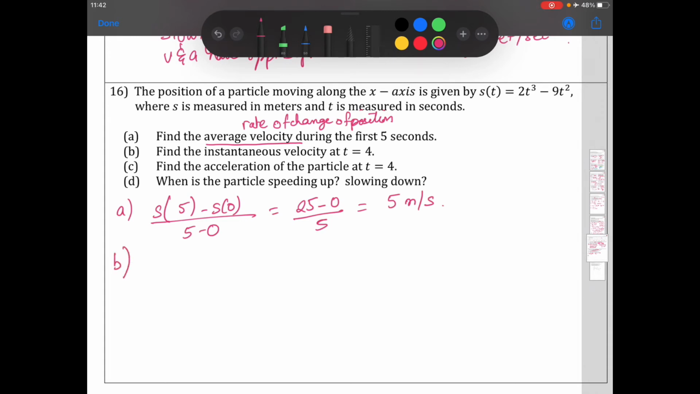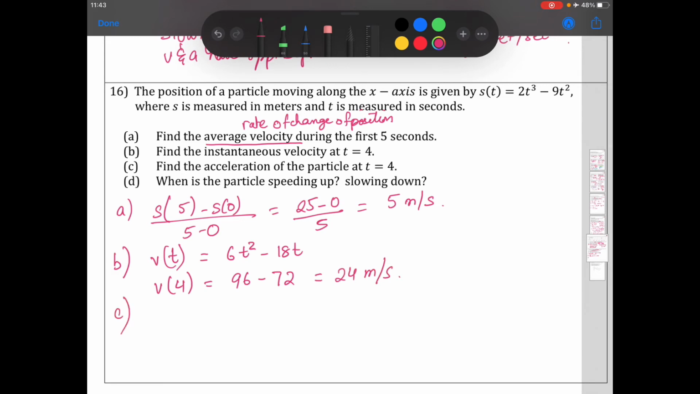B, find the instantaneous velocity at t equals 4. For instantaneous velocity, first I need to find my v of t, which is my first derivative. So v of t would be 6t squared minus 18t, right? And at 4, I substitute in 4: 4 squared is 16 times 6 is 96, minus 18 times 4 is 72. 96 minus 72 is 24 meters per second.